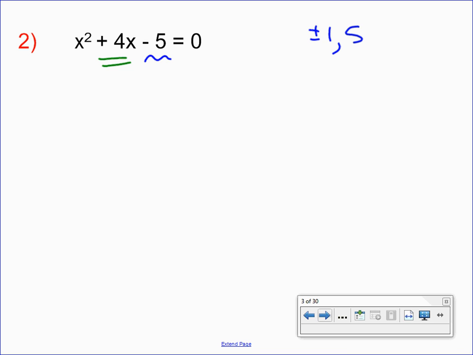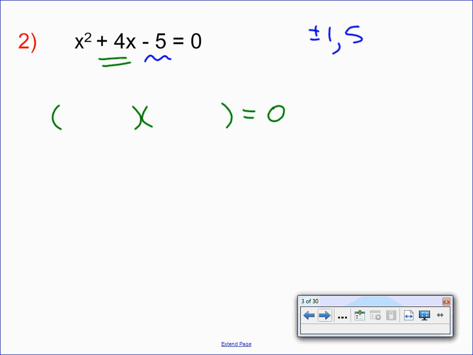I make opposite signs because my last term is negative, and I make the larger one positive. And so this is factorable. I'm going to solve it by factoring. How come? Because there was x squared and x in the same problem, but I recognize the factors. We know that if we put those in my lasts, I'll create the factors that multiply to negative 5 and sum to give me a plus 4.